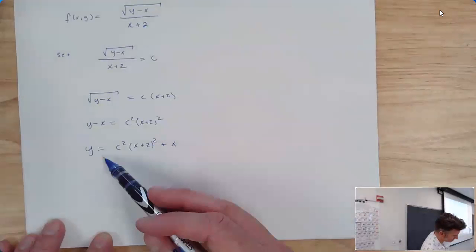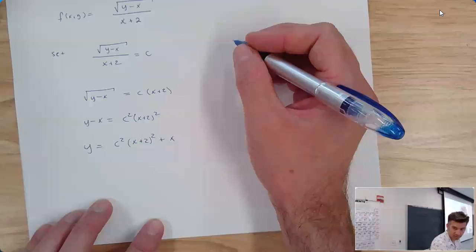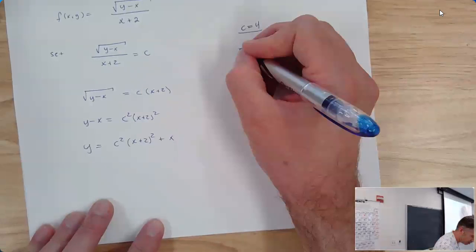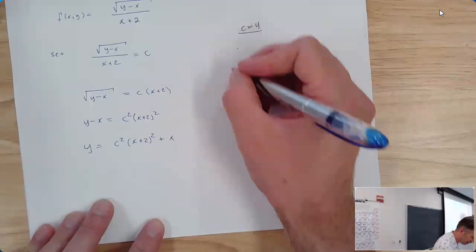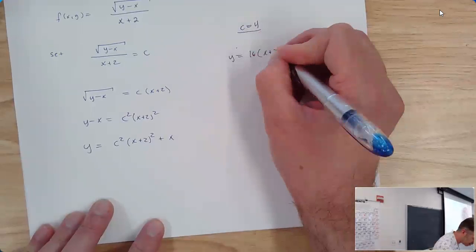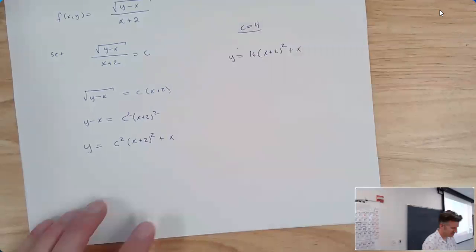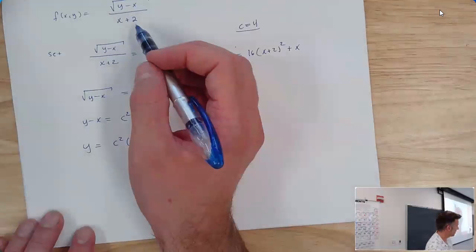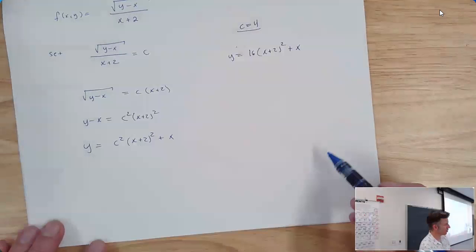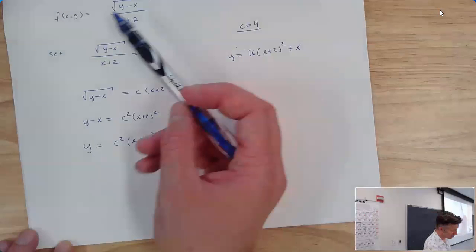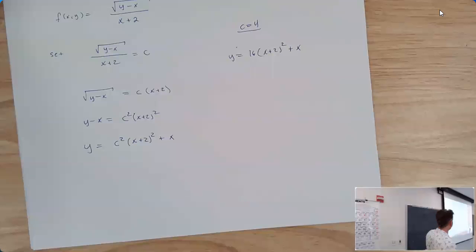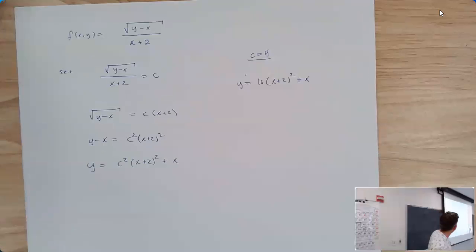So let's actually pick a value. Let's see what happens if we pick c equal to 4, just to satisfy our curiosity. So I would have y equal to 16 times x plus 2 squared plus x. And I think the issue here is that you're really only going to get half of it because we have this problem with x equaling -2 being undefined. So that's why usually we don't look at level curves for functions like this, because they just end up looking weird and hard to identify what's going on.